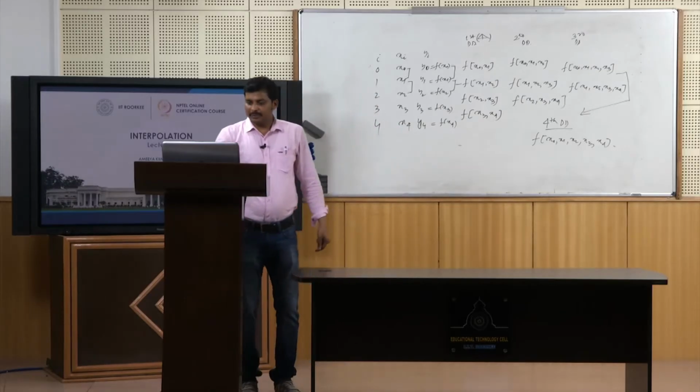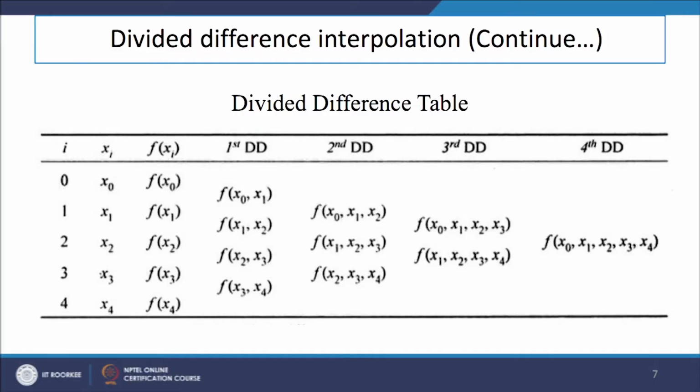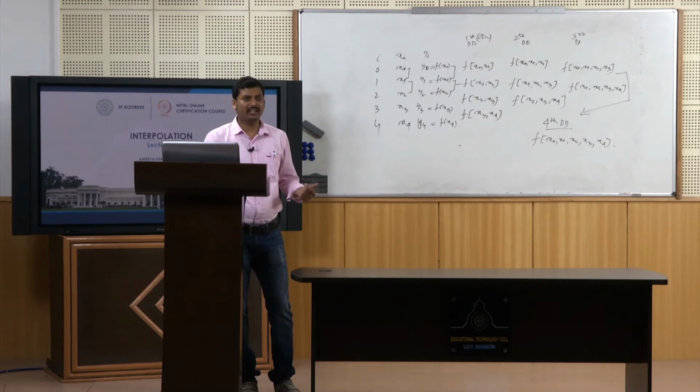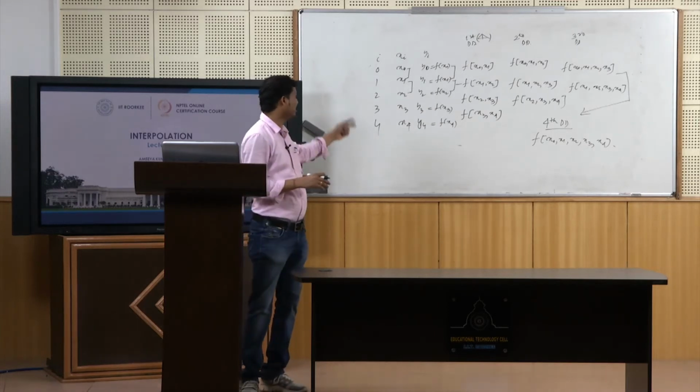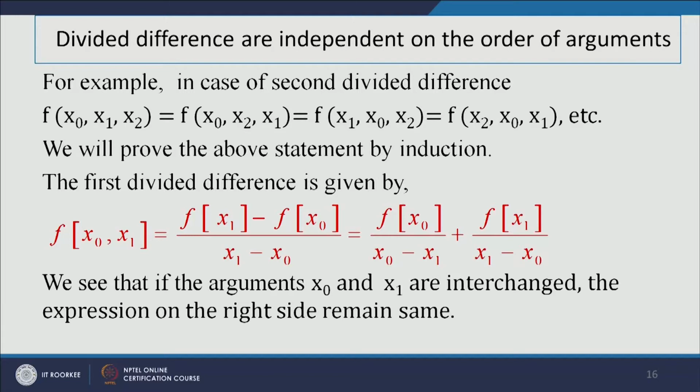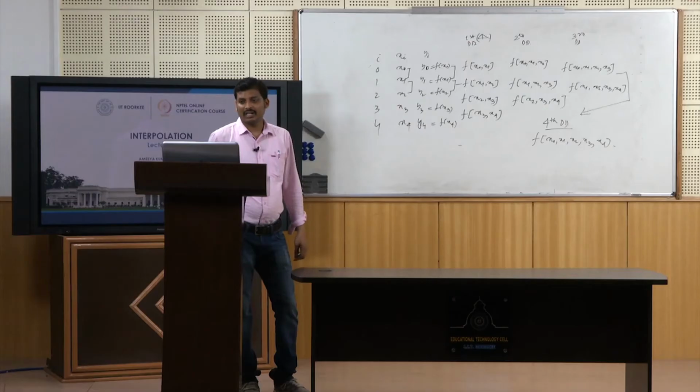So if the tabular values are given as xi and yi, we can find this divided difference table, and based on this divided difference table data, we can evaluate this polynomial at any point within this interval using any formula, like Newton's divided difference formula or any specified formula based on these divided differences. Next, we can show that the divided difference arguments are independent.